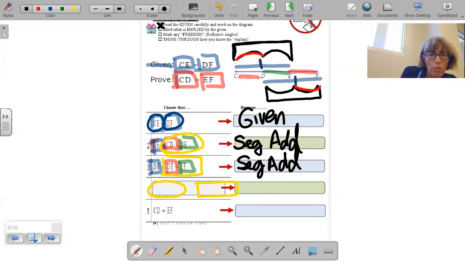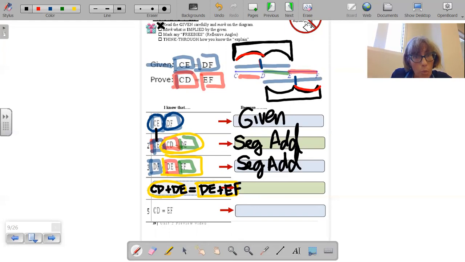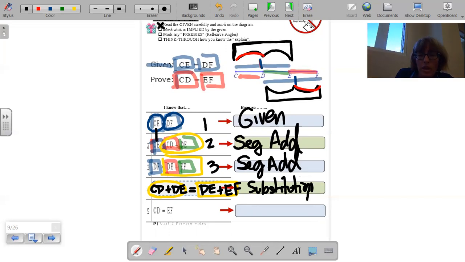So I know if I take out CE, I can write CD plus DE equals, and then the box, DE plus EF. What is that called? That's called substitution. And what lines did I use? I used lines 1, 2, and 3.